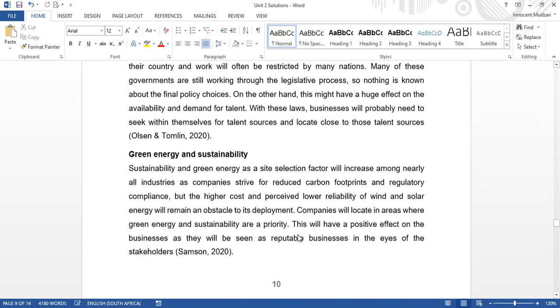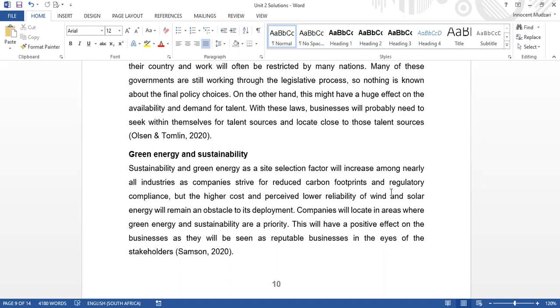Okay. And then another thing that can change in the next 10 to 20 years, we have green energy and sustainability. So sustainability and green energy as a site selection factor will increase among nearly all industries as companies strive for reduced carbon footprints and regulatory compliance, but the higher cost and perceived lower reliability of wind and solar energy will remain an obstacle to its deployment. Companies will locate in areas where green energy and sustainability are a priority. This will have a positive effect on businesses as they will be seen as reputable businesses in the eyes of the stakeholders.